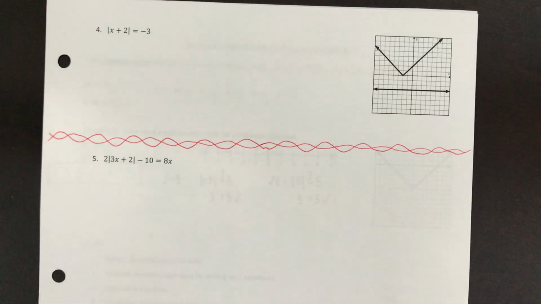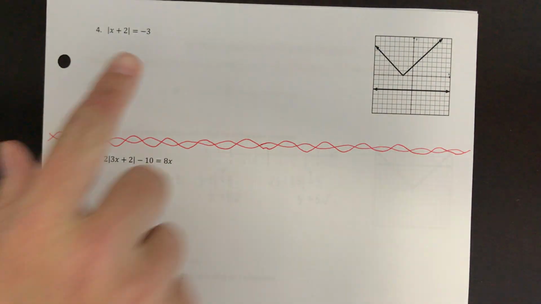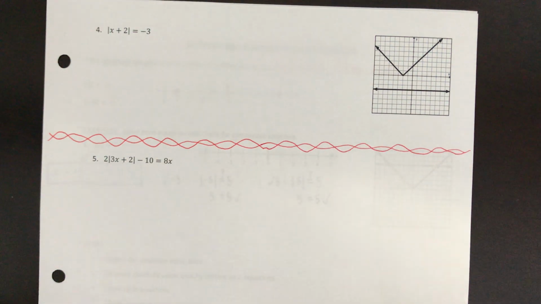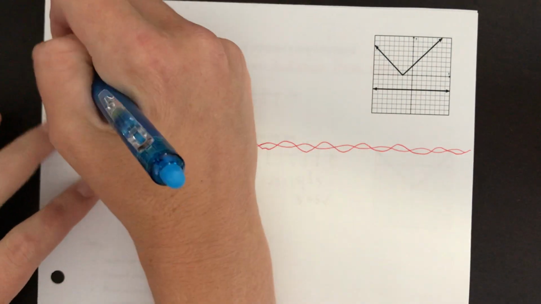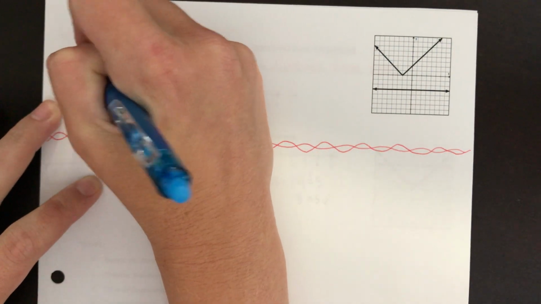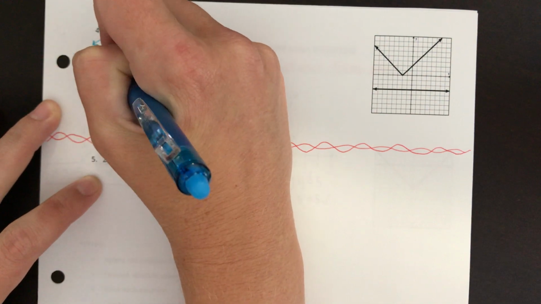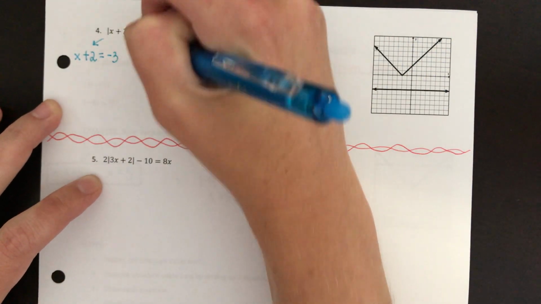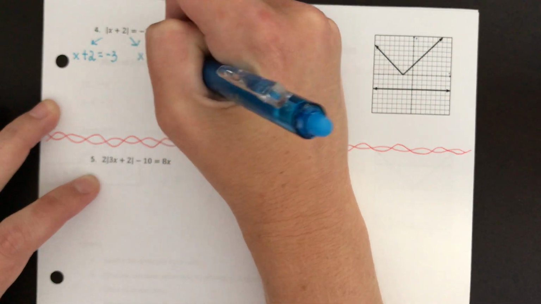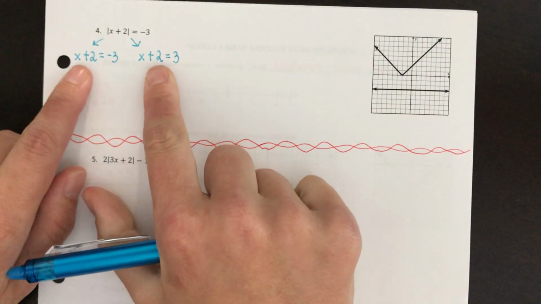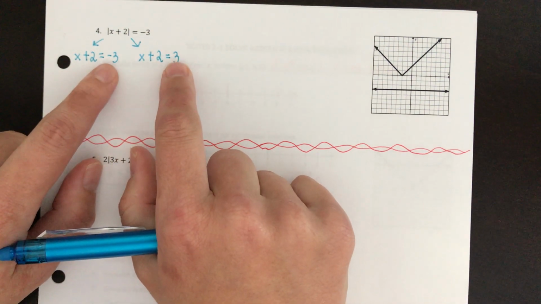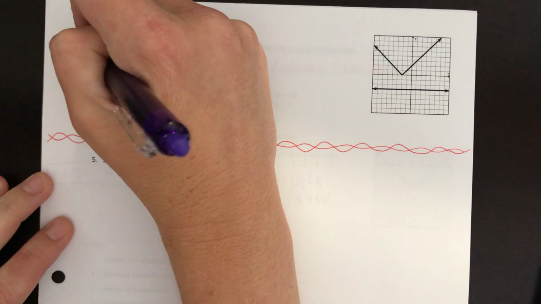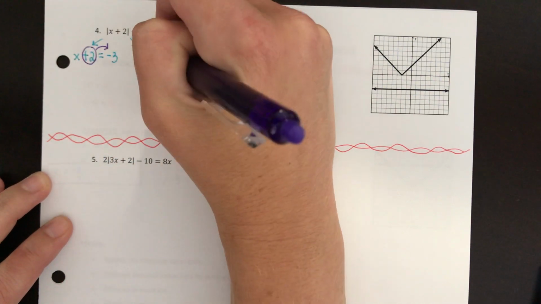Okay, so number 4. Number 4 is actually the last one we're going to do today. We're going to save number 5 for next time. So on number 4, we get lucky again. Our absolute value bars are isolated, so we can go ahead and split this up into two equations. So the first equation says x plus 2 equals negative 3. Remember, one negative equation and one positive equation. x plus 2 equals positive 3. Remember, what's inside stays the same. Negative here, positive here. And then in both situations, we're going to move the plus 2 over.